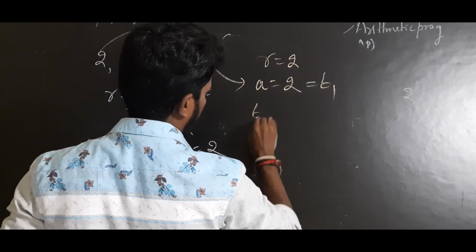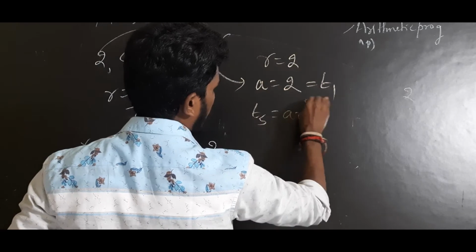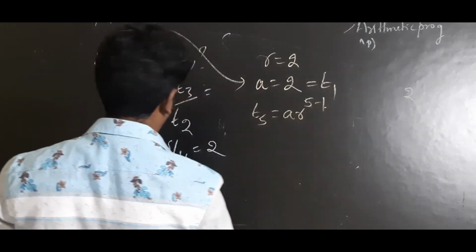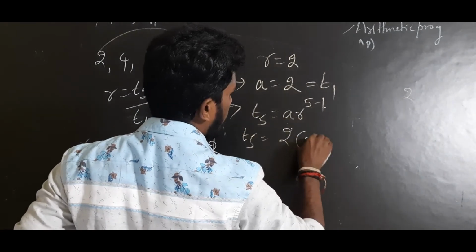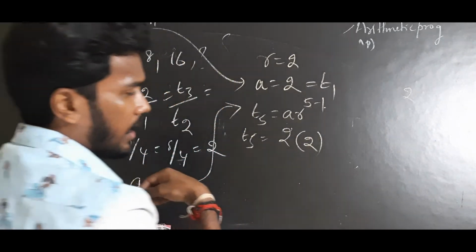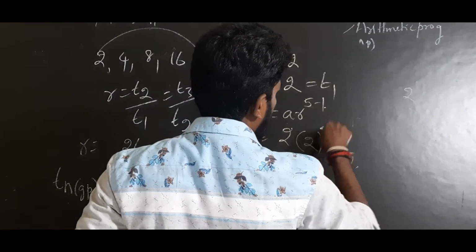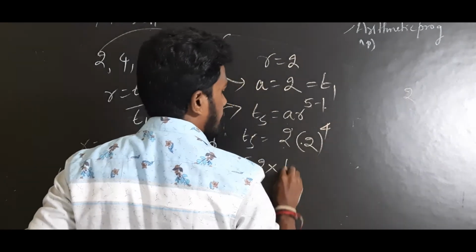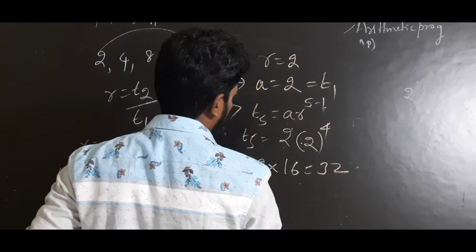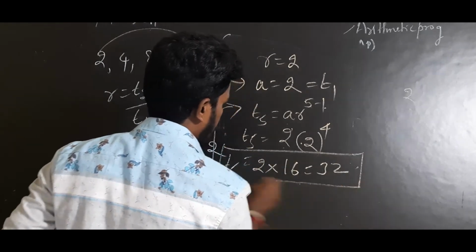So T of 5 is equal to A R to the power 5 minus 1, n minus 1, that is the formula. So T of 5 is equal to first element 2, R will be also 2, we found the common ratio, and n minus 1 is 4. So I can write it as 2 2s are 4, 2s are 8, 2s are 16. So the fifth term will be 32.